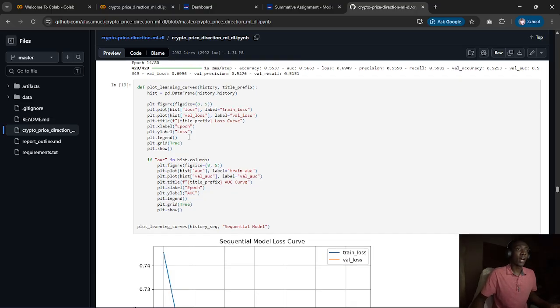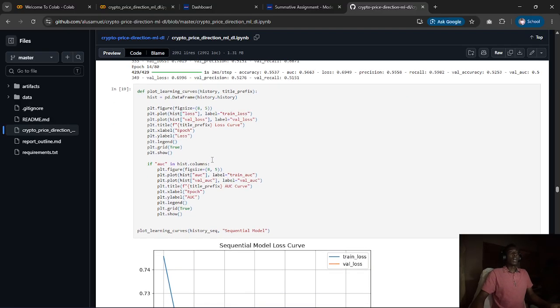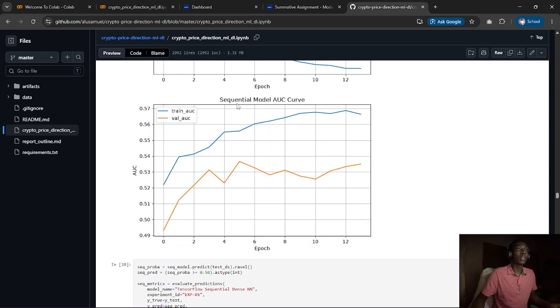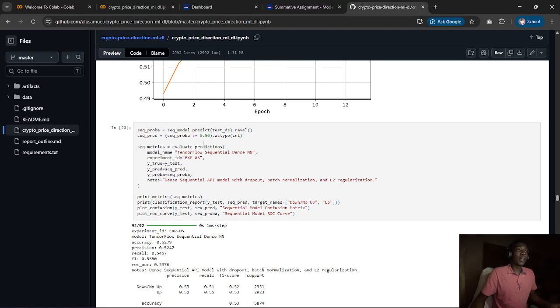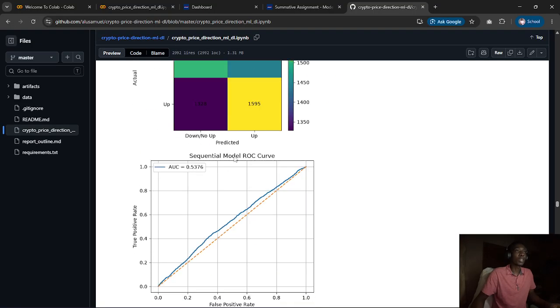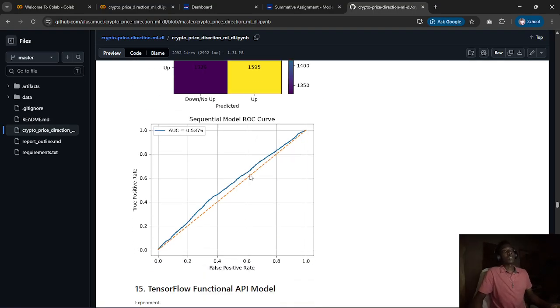And I have here a sequential model ROC curve. Of course, it will show me the ROC curve, and here I have the sequential model AUC curve. And then here I will see the sequential model predictions and the sequential metrics, of course. And this will be the sequential model confusion matrix, and here we have the model ROC curve.